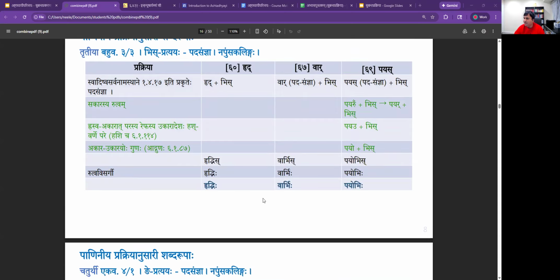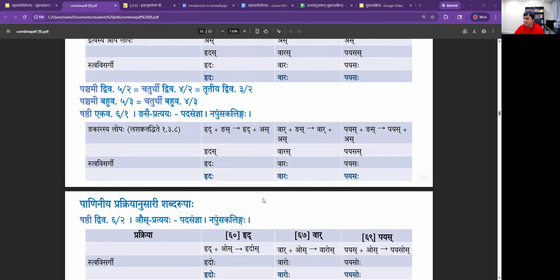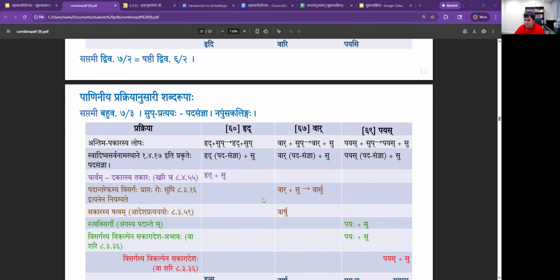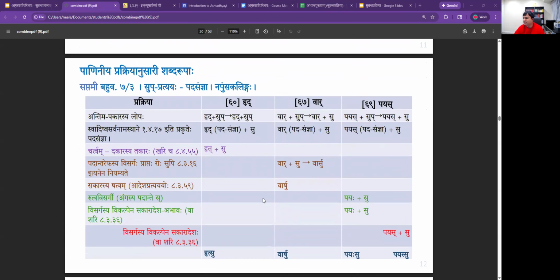That's it. Rudbhihi, Varbhi, Payobhi, same, right? Nothing else is there in this prakriya. Rudaha, Rudhi, Payansi, Payasi. Correct. Saptami is the only Bahuvachanam.